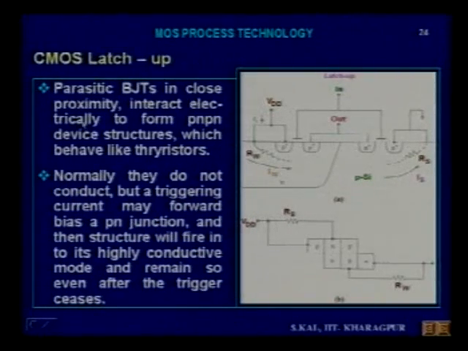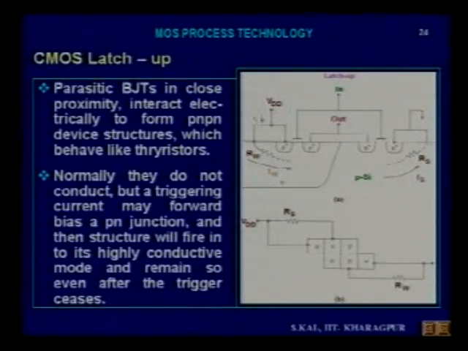Parasitic BJTs in close proximity, these two parasitic BJTs, one is vertical PNP and another is lateral NPN. These are in close proximity, and interact electrically to form a PNPN device structure, which behaves like a thyristor. Normally they do not conduct, they are dormant, but if there is a triggering current, which may come from ionization of carriers, a sudden voltage spike, or a sudden current spike.